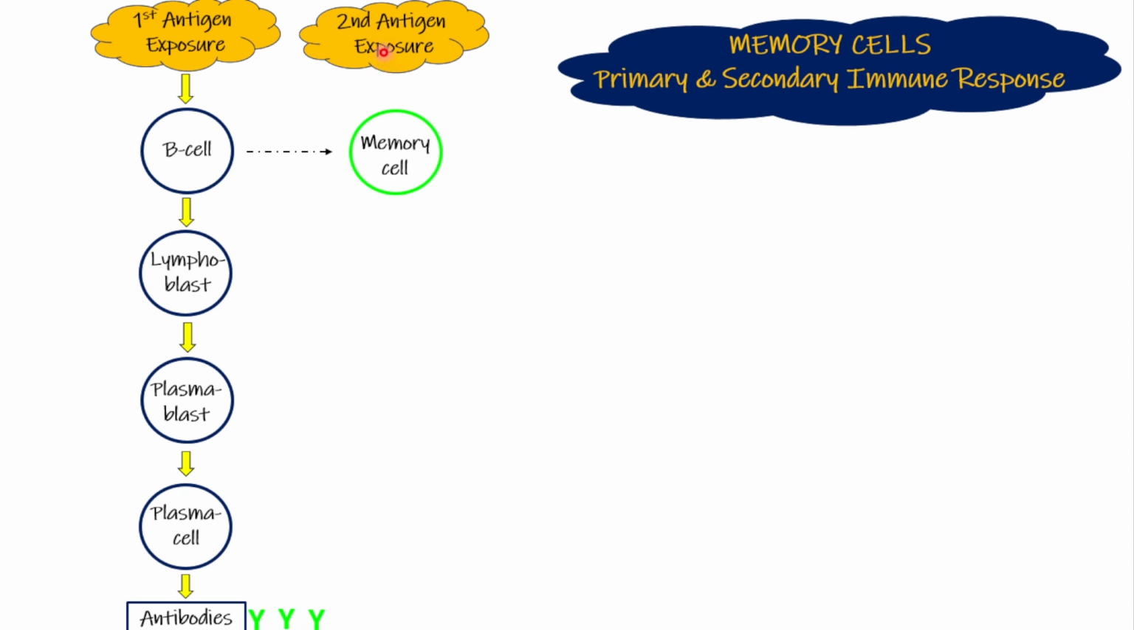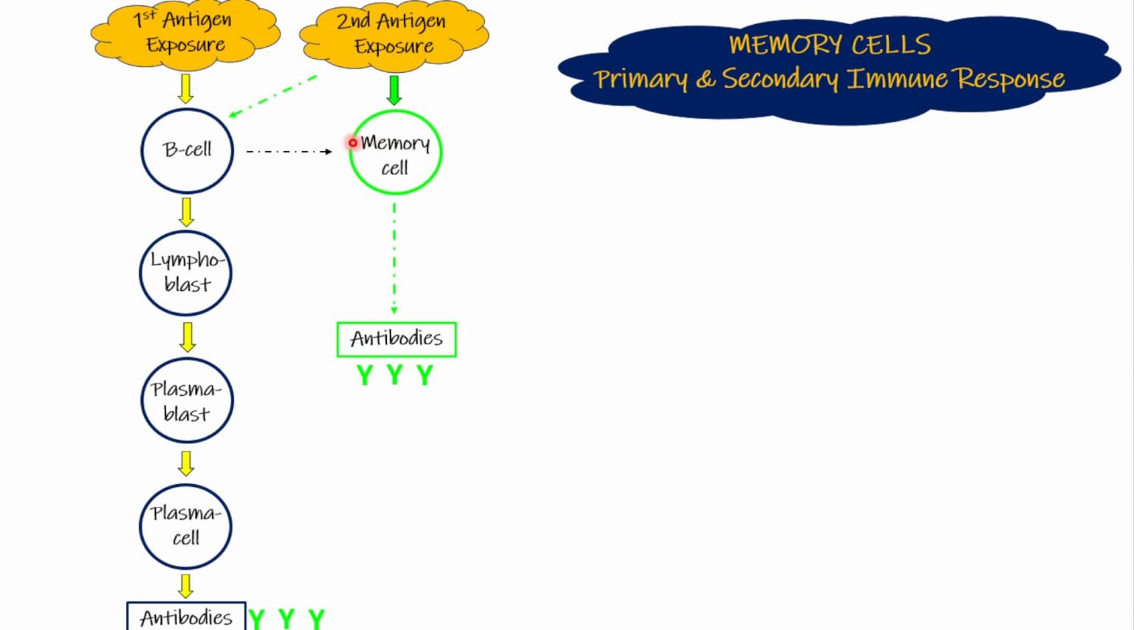Now, what exactly happens in the second antigen exposure? It is going to activate both pathways. The memory cell is going to produce antibodies, as well as the B cells with the previous pathway, which are also going to produce antibodies. That's why in the second antigen exposure, the body's production of antibodies will be way more as compared to the first antigen response.